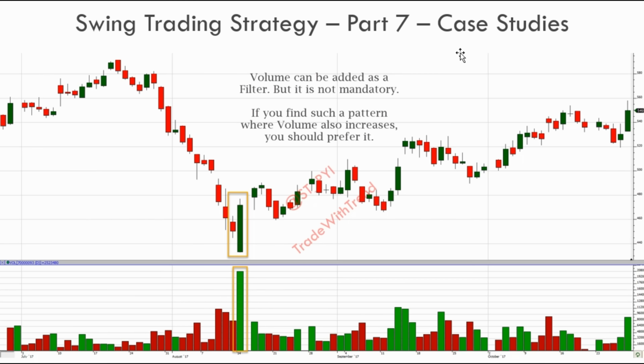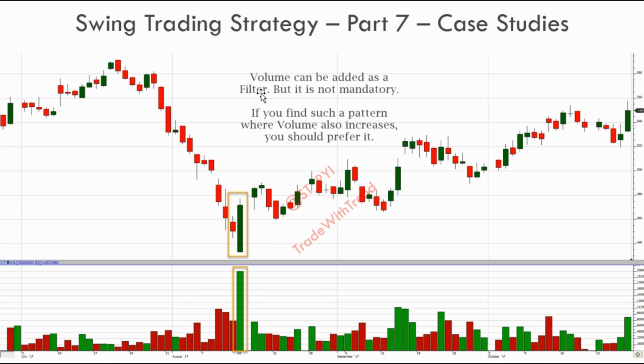Now, why I've pulled out this case study is because of the volume. Look at the volume here. As this bullish candle has formed, the volumes have actually spiked. Now, this is not a criteria that has to be fulfilled, it's not mandatory. But if you find such cases where price is trending lower and then you suddenly see this reversal pattern kicking in with a good amount of volume, then do take note of it.